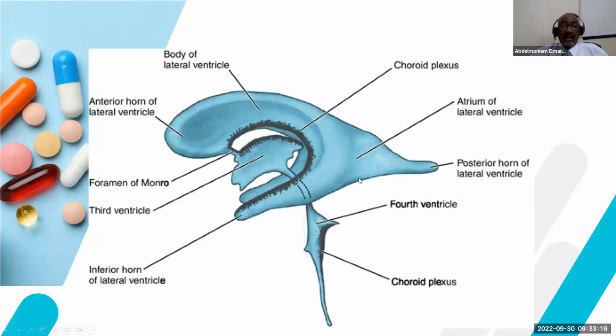Okay. This is just the ventricles, just a reminder. But as you can see, this is the choroid plexus of the third ventricle. I want to add a lateral ventricle, and it extends through the foramen of Monro into the third ventricle. So it is one choroid plexus.